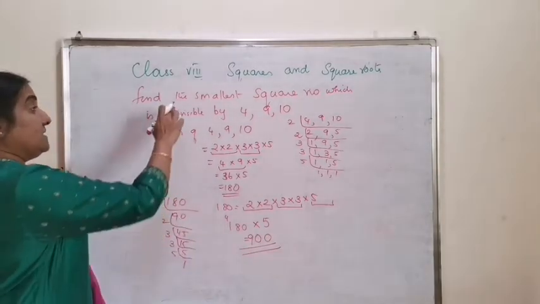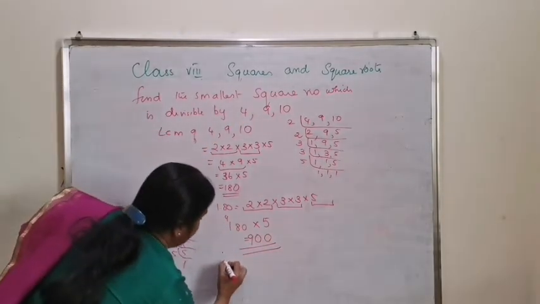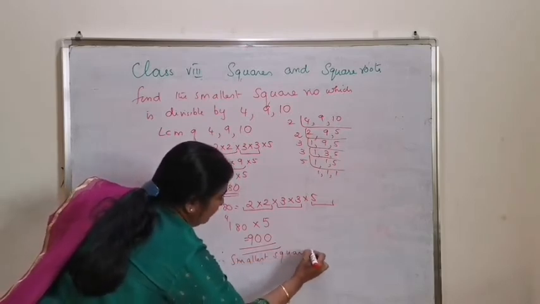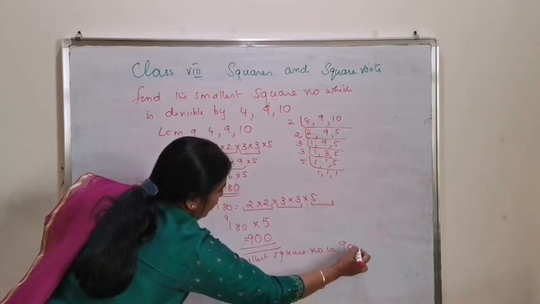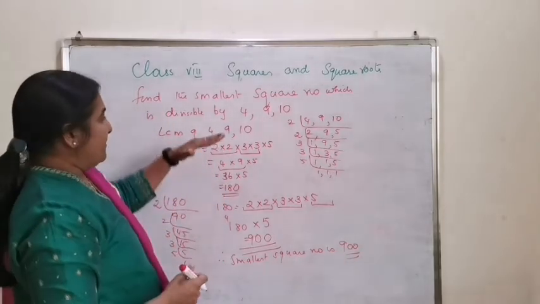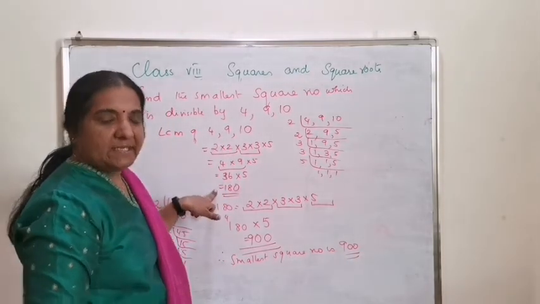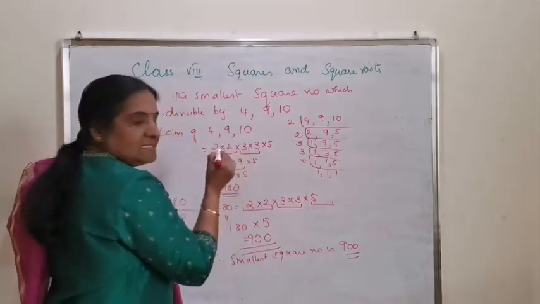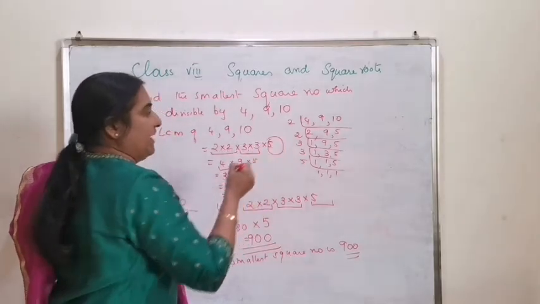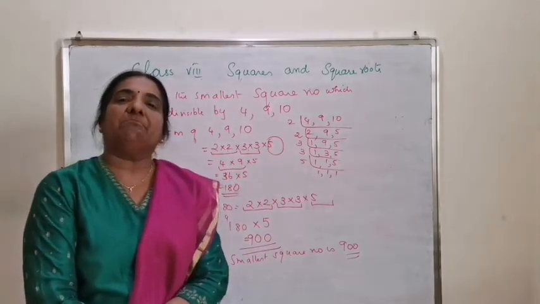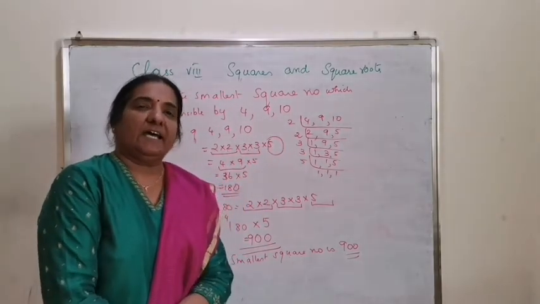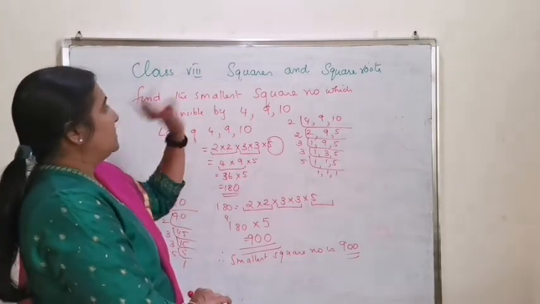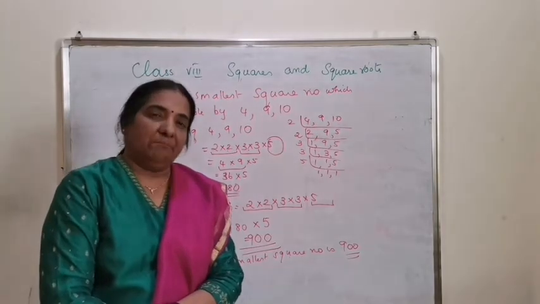That is, which is the smallest square number? The smallest square number is 900. From here itself you can understand: find the LCM, and in the LCM, whichever factor is not occurring in a pair has to be multiplied with the LCM, which will give you the smallest square number.